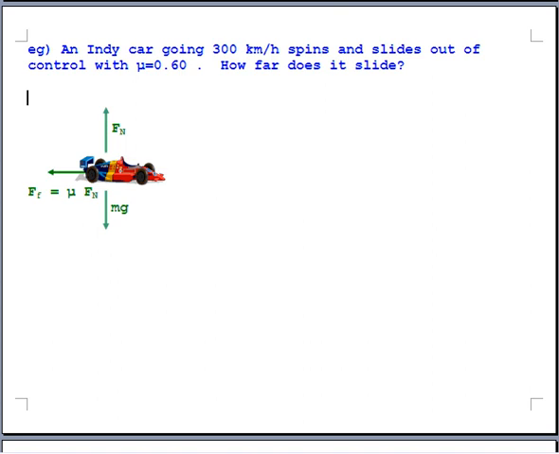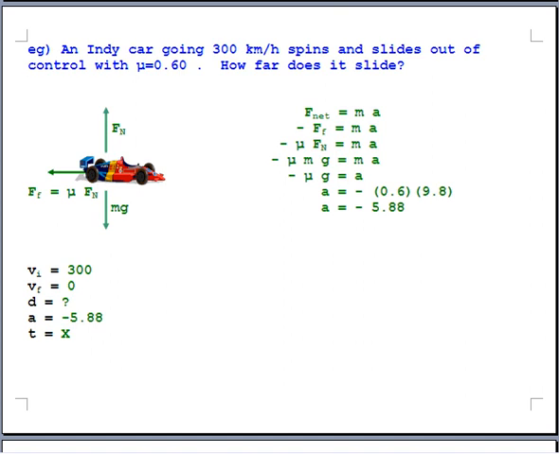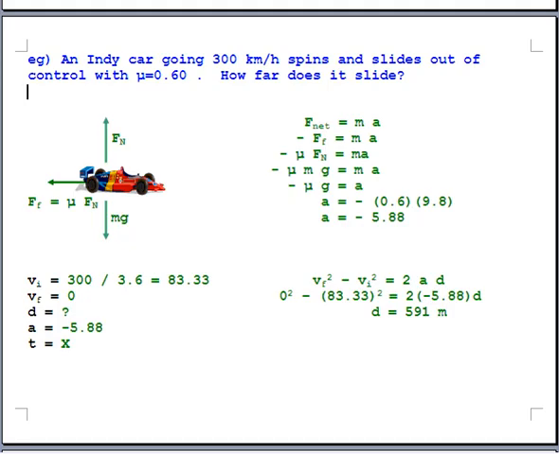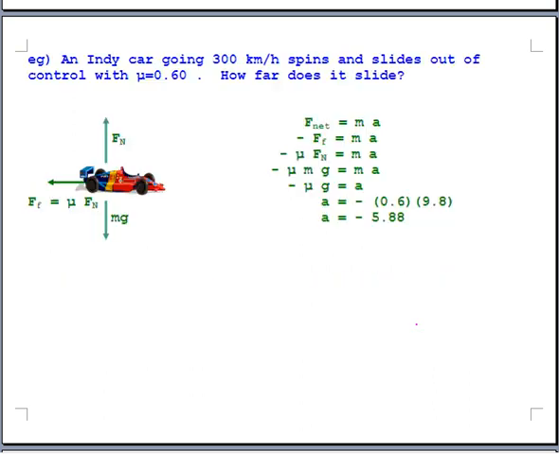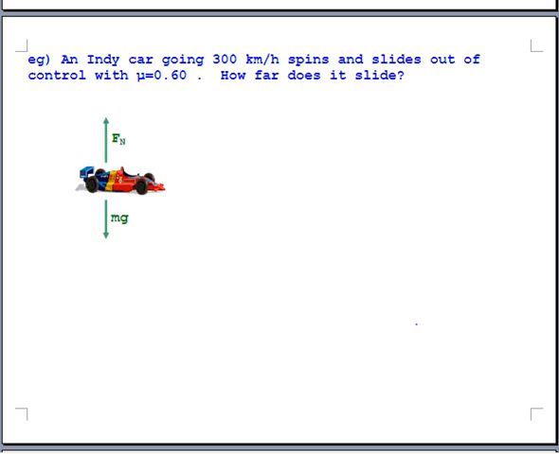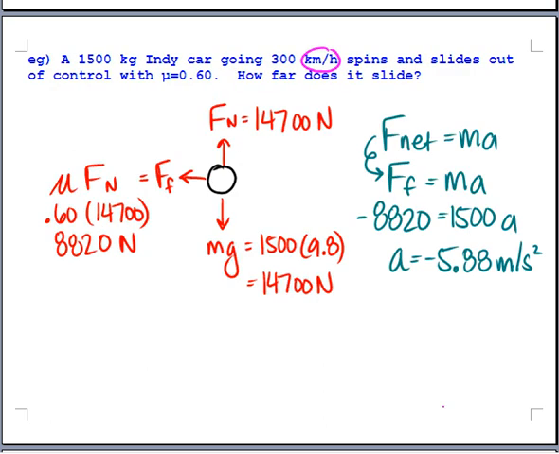There's what an IndyCar looks like, by the way. There's our negative 5.88. Don't worry about what happened there with the m disappearing. There's our final answer. 591 meters. Now I want you to think about that a little bit. 591 meters. That's a long ways. That's more than half a kilometer, right? So let me go back here. The distance was 590-ish meters. Was it 91? I don't remember now.